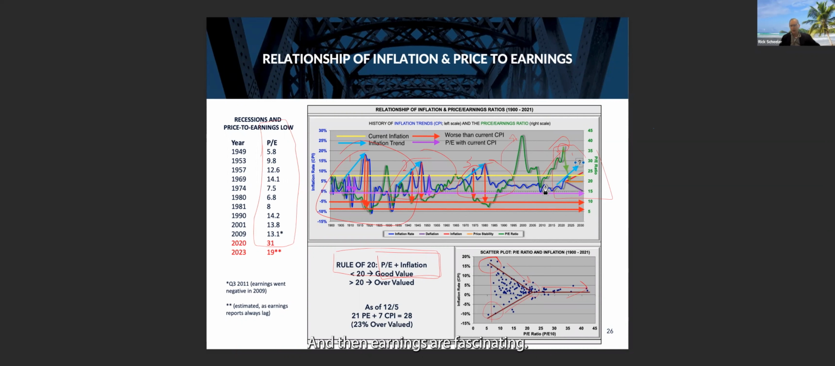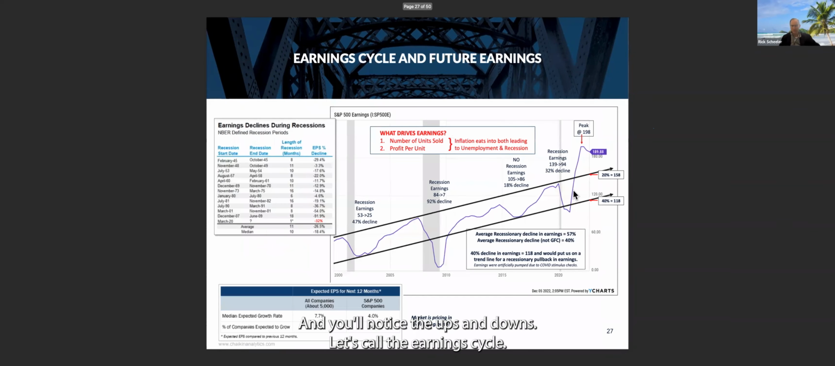And then earnings are fascinating. This is going back to 2000, it's the last 20 years of earnings. And you'll notice the ups and downs. That's called the earnings cycle. Earnings don't go up every year in a row. They cycle through. They always come down with a recession. Recessions always bring earnings down.